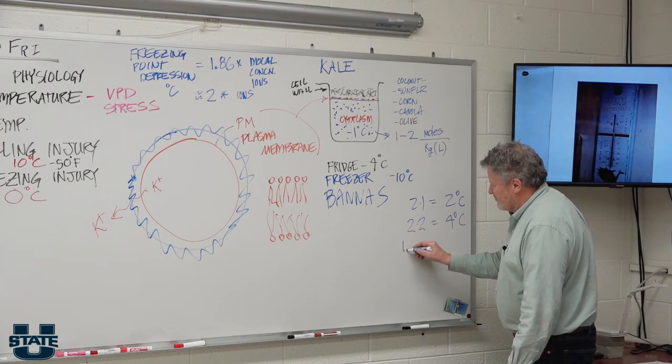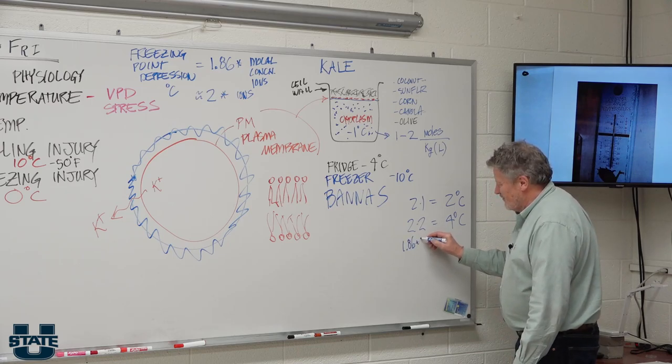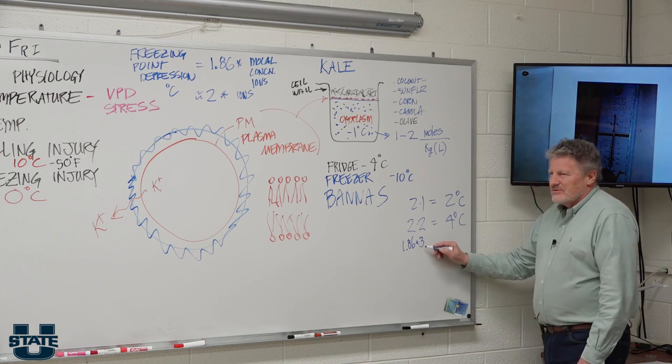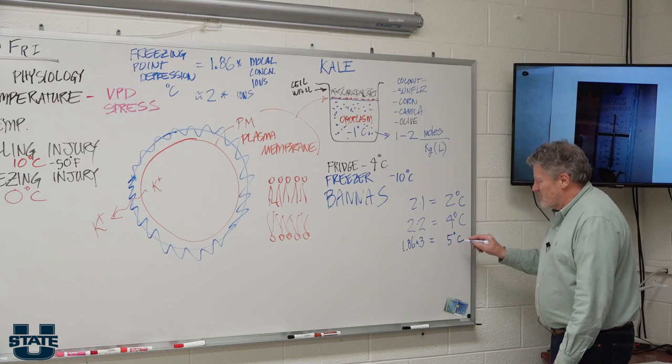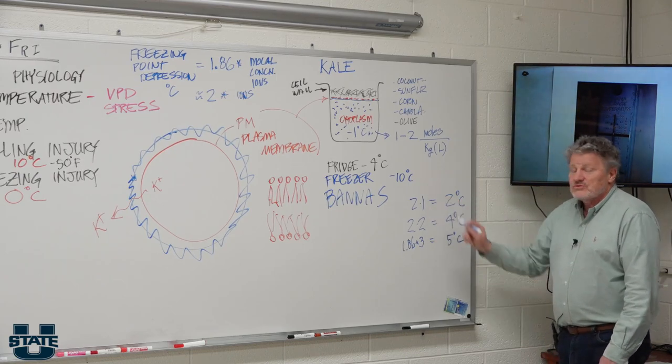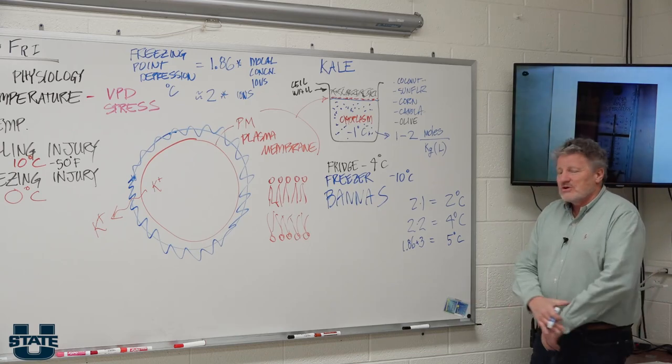I should put it, this is really technically 1.86. Let's say times 3. This would be super loaded with salts, so we're still only 5 degrees C for protection from salts. How does kale do it if it didn't have that much salt?